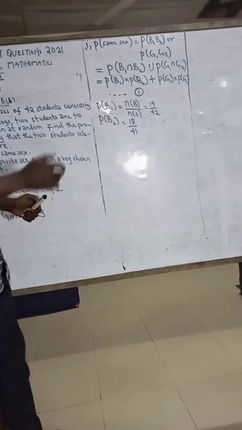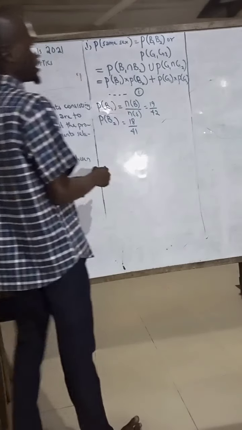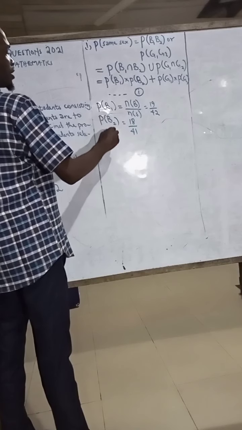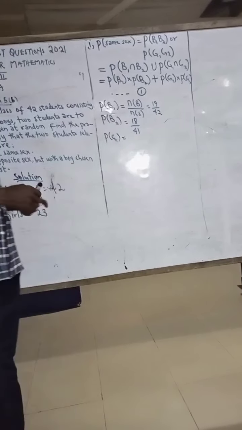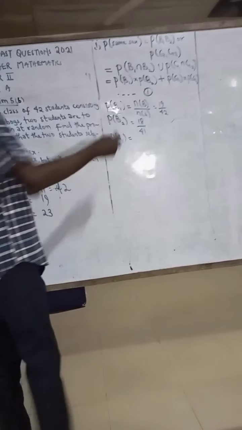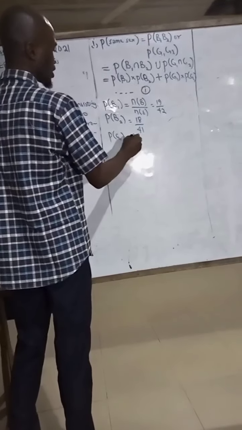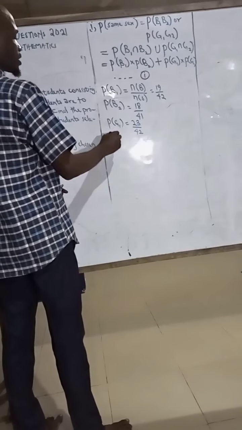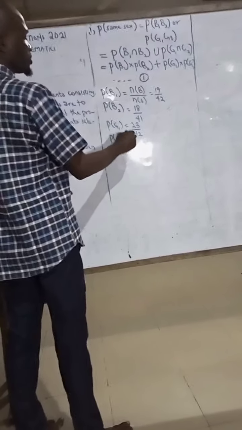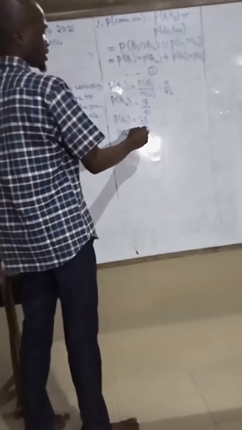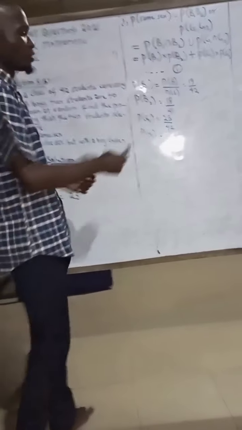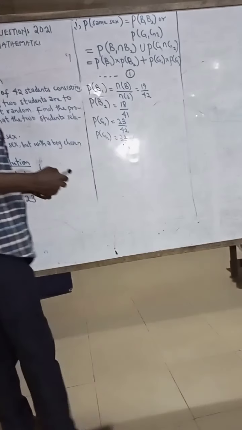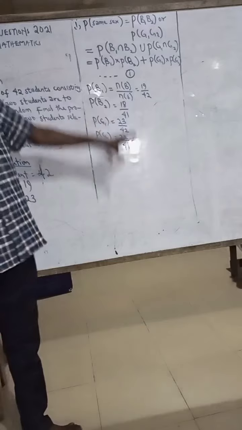Now, we have to satisfy this expression with the probability that the first is a girl. So we have to consider the total number of girls, which is 23, all over total number of all the students, which is 42. Then, the probability that the second is also a girl, that's for PG2, means the total number of girls will reduce by 1, which will give me 22 all over 41. Now, I will combine everything.